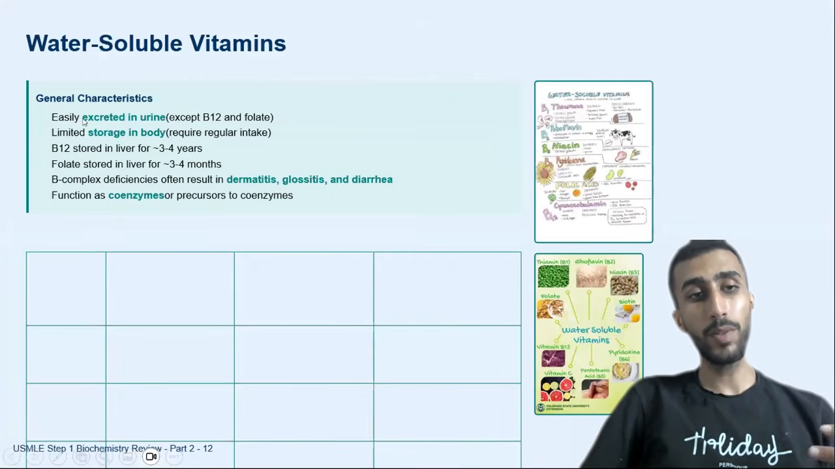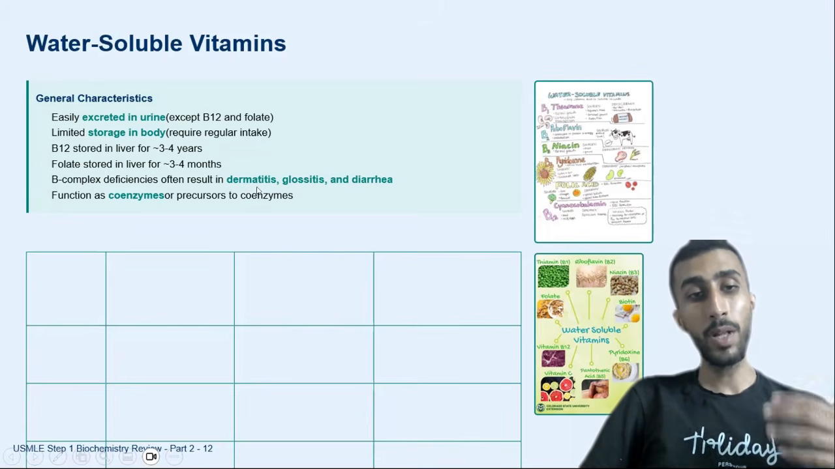So next is the water-soluble vitamins. They are easily excreted in the urine except B12 and the folate. So regarding B12 and the folate, they are very important for DNA replication. But B12 is stored in the liver for 3 to 4 years, and the folate 3 to 4 months. So if you are asked in the vignette and there is protein malnutrition or alcoholism for 3 to 4 months, this is not a sufficient time to have B12 deficiency, but it is a sufficient time to have folate deficiency.